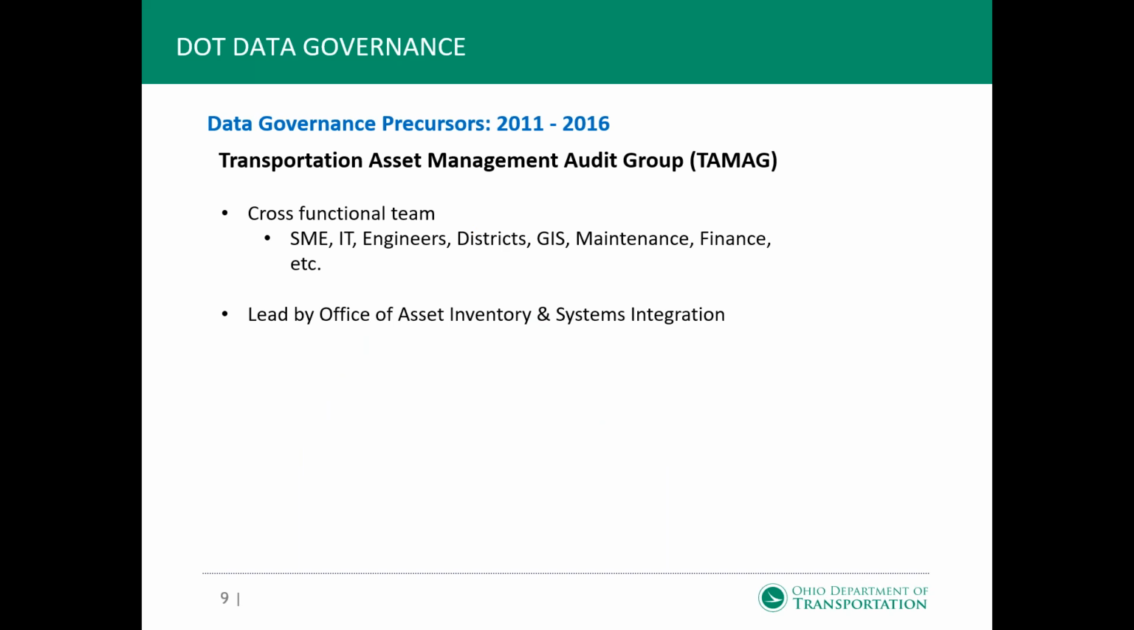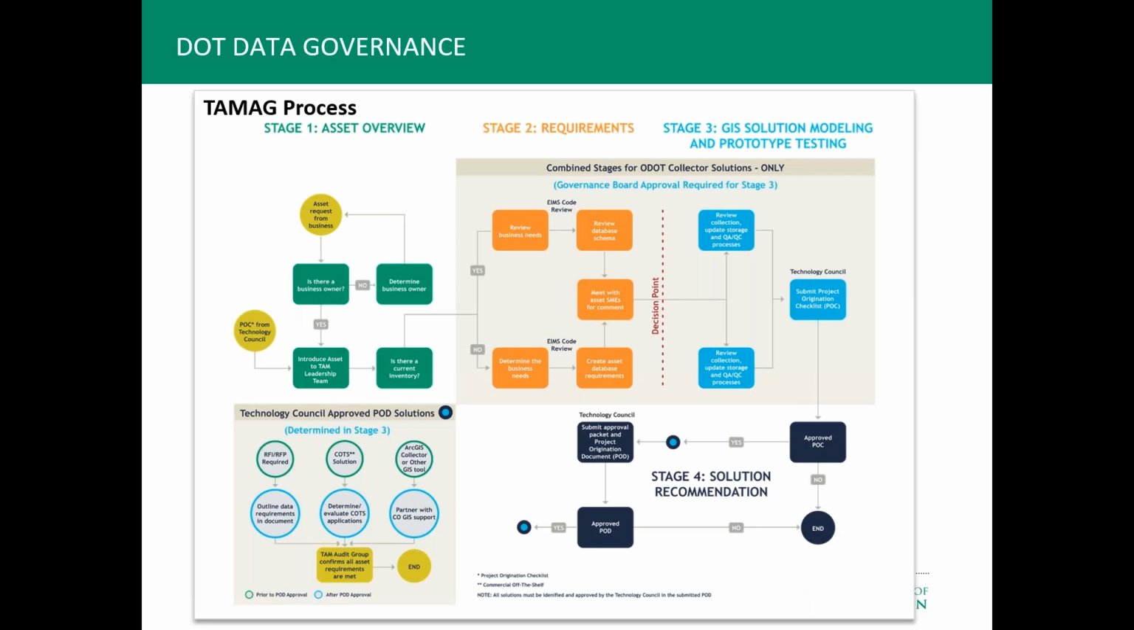And the TAM audit group is a cross-functional team of different people, and as the requests come in, say, hey, we want to do a sign inventory, or we need to do a BMP inventory, or whatever it is, we have a way of prioritizing that based off of our executive management directives. And then the TAM audit group goes about developing enterprise level requirements. And they've developed a great process. And this is just the workflow for this process.